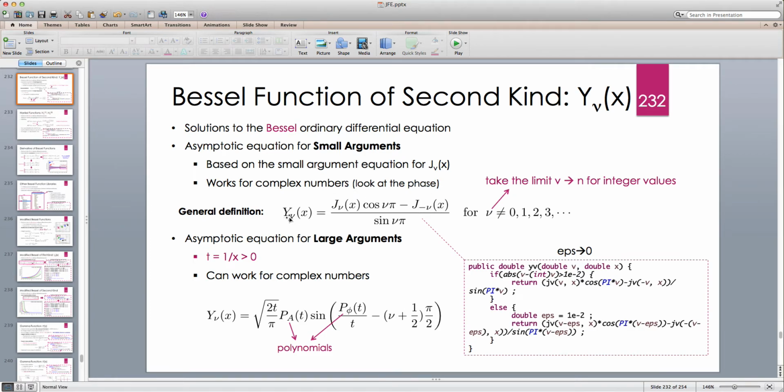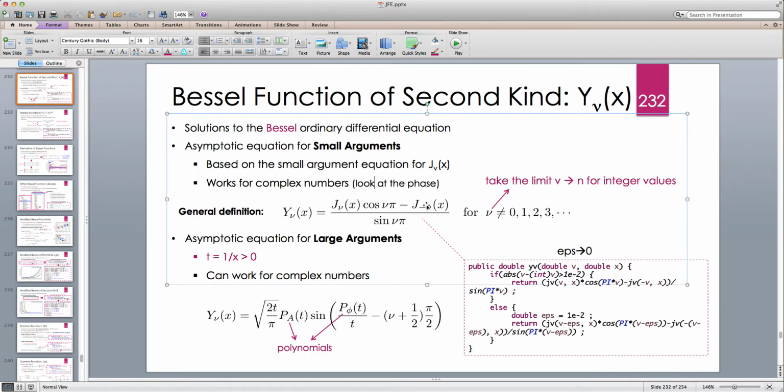The reason we do this kind of definition is because j nu and j minus nu are always solutions to the Bessel differential equations, but they are not necessarily linearly independent. And in order to be able to write down the general solution of a second order differential equation, we need to have two linearly independent functions. That's why we do this definition for the Bessel functions.